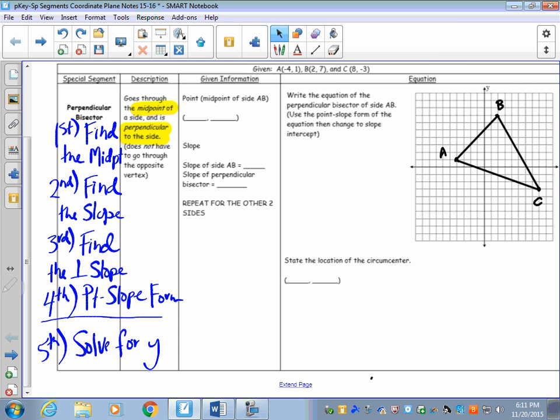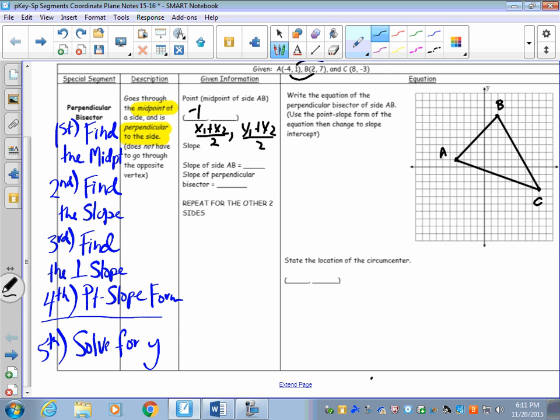Alright, so find the midpoint. After we have our triangle formed, we need to find the midpoint of the side. So they want us to find the midpoint of the side AB. Now, to do that, I can just use my midpoint formula. My midpoint formula says I'm going to do x1 plus x2 divided by 2 and y1 plus y2 divided by 2. Well, I see right here, there's my x's. Negative 4 and 2 is negative 2, divided by 2 gives me my negative 1. And there are my y's. Add them together, 1 and 7, 8 divided by 2 is 4. So my midpoint for my side AB is negative 1, 4.